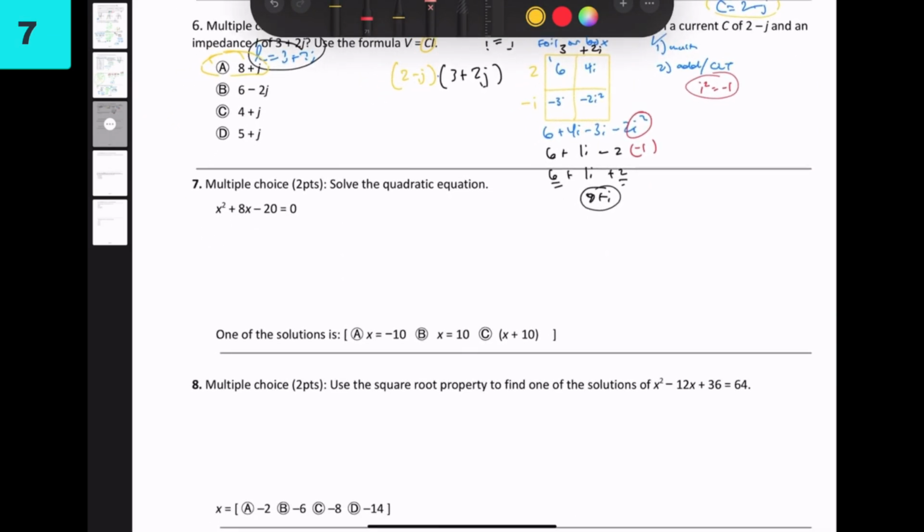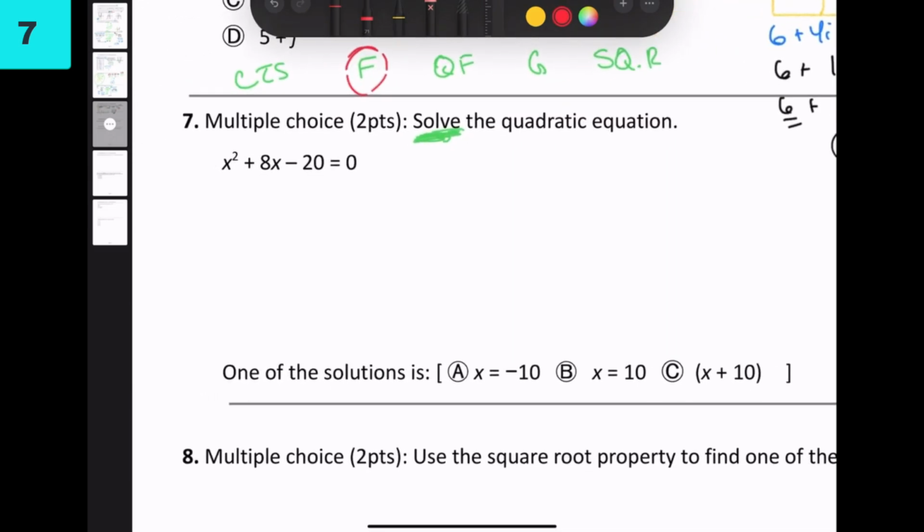Number 7 says to solve the quadratic equation. I'm going to highlight where it says solve. There's multiple ways you can do this: factoring, quadratic formula, graphing, square root, or completing the square. I think factoring is the easiest and fastest one, but it doesn't always work.